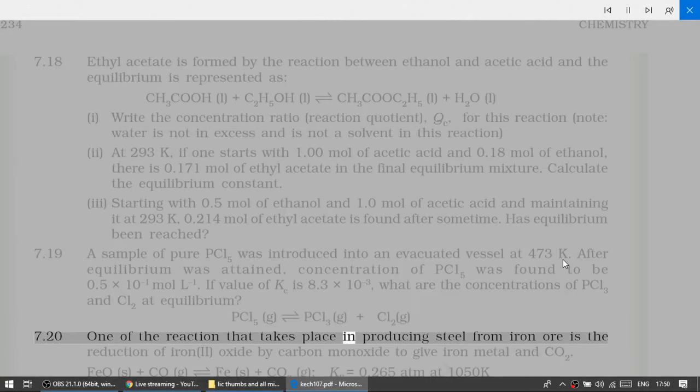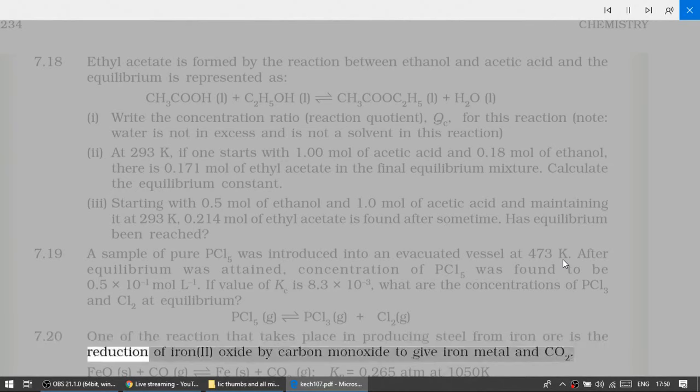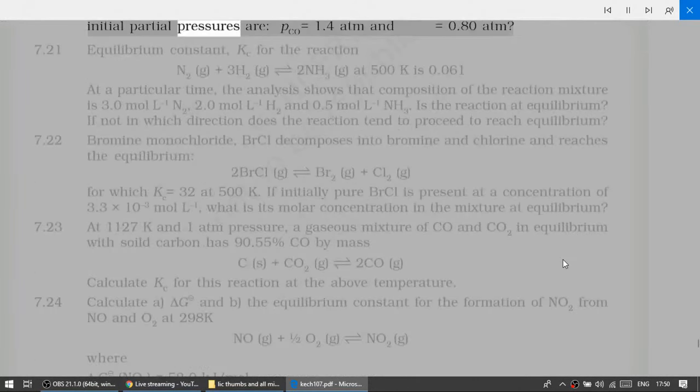7.20 One of the reactions that takes place in producing steel from iron ore is the reduction of iron(II) oxide by carbon monoxide to give iron metal and CO2. FeO(s) + CO(g) ⇌ Fe(s) + CO2(g), Kp is equal to 0.265 atm at 1050 K. What are the equilibrium partial pressures of CO and CO2 at 1050 K if the initial partial pressures are pCO is equal to 1.4 atm and pCO2 is equal to 0.80 atm.